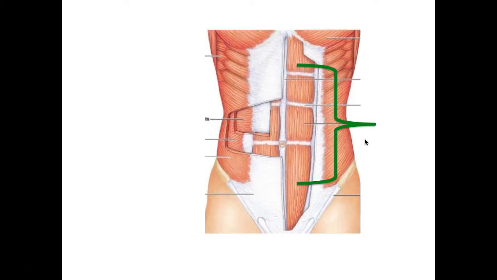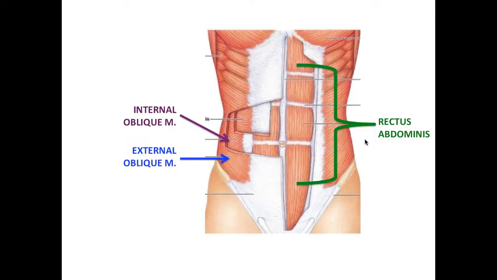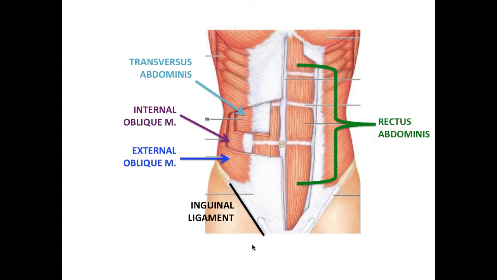So here is what muscle? If you said rectus abdominis, you are correct. This one here, external oblique, this one here, internal oblique, and lastly we have your transversus abdominis. And this here is going to be your inguinal ligament, I'm sorry, which helps form an inguinal canal that in a male, the spermatic cord is going to go through. We're going to talk about this more in the reproductive system in Anatomy 3.